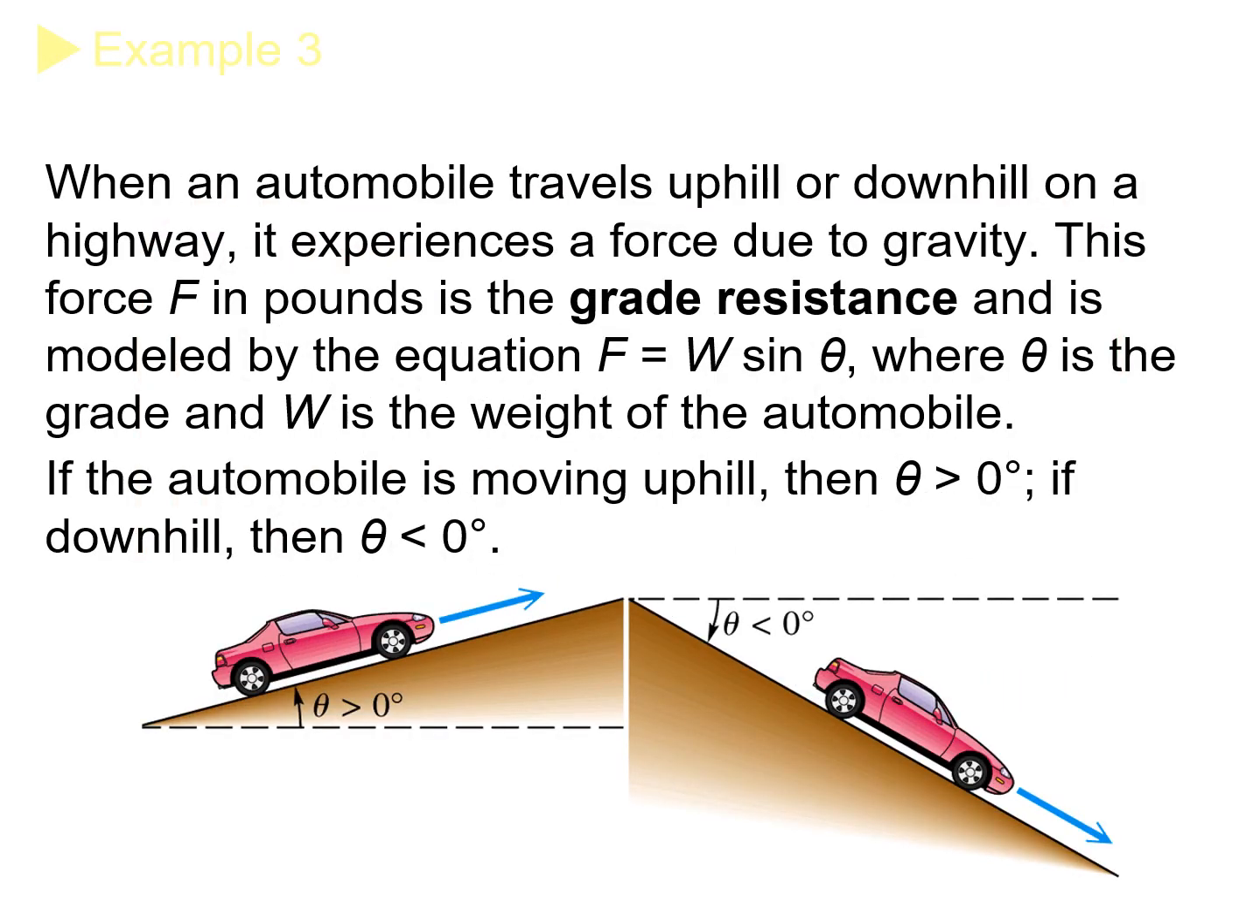Now, we like to use these in physics problems, particularly incline problems. Suppose you have an automobile that's going uphill or downhill. It experiences a force due to gravity. This force is the grade resistance, modeled by F equals W sine theta. This is how much gravity wants to pull it up or pull it down. If the automobile is moving uphill, then the angle is positive, while if it's moving downhill, the angle is negative.